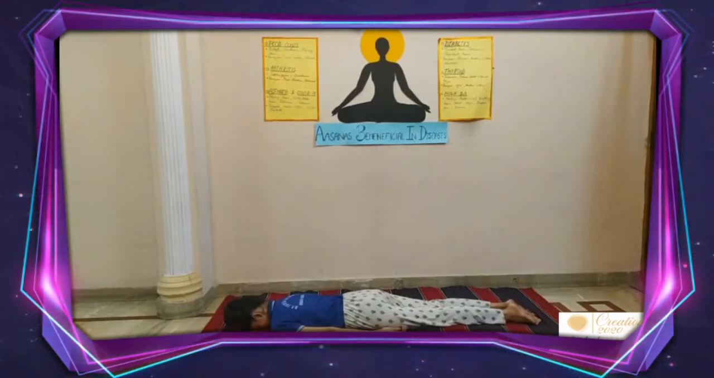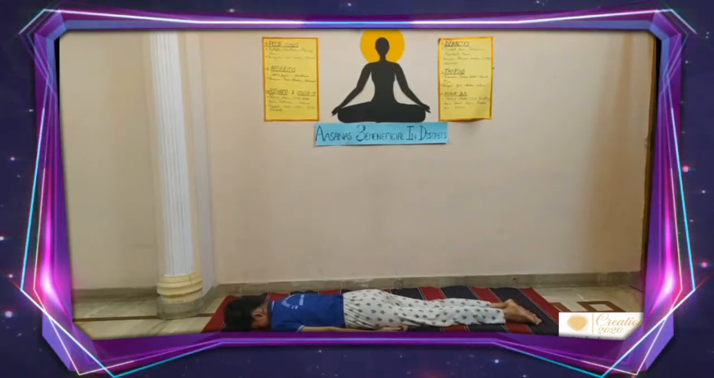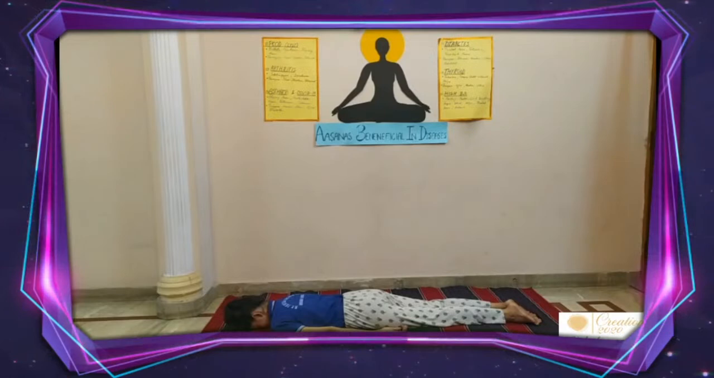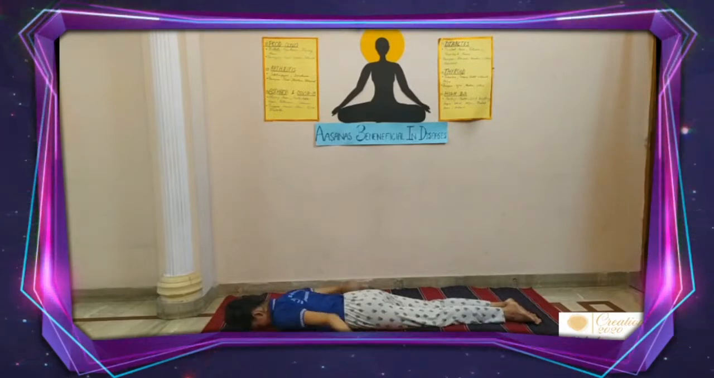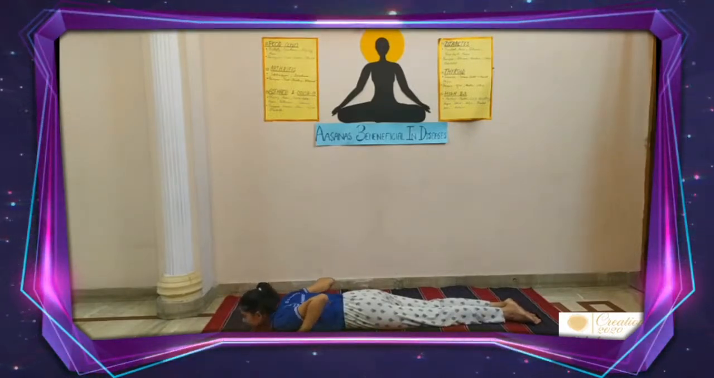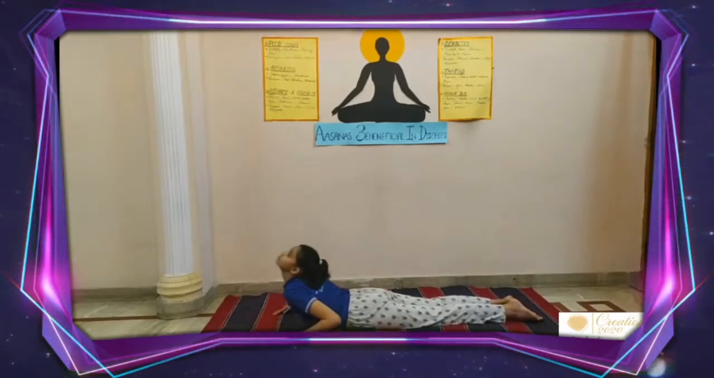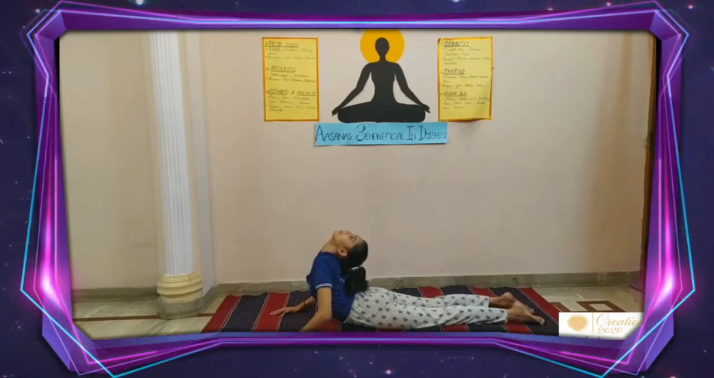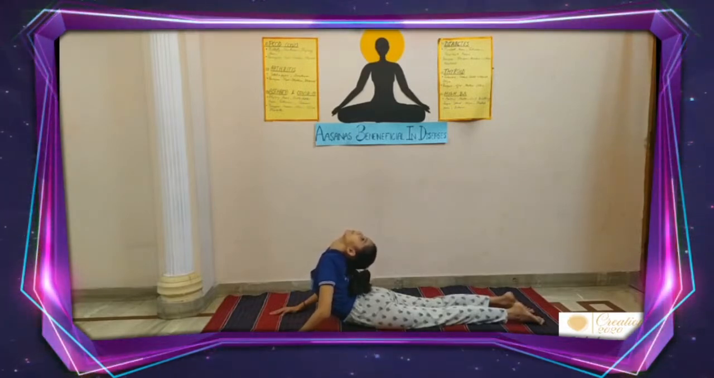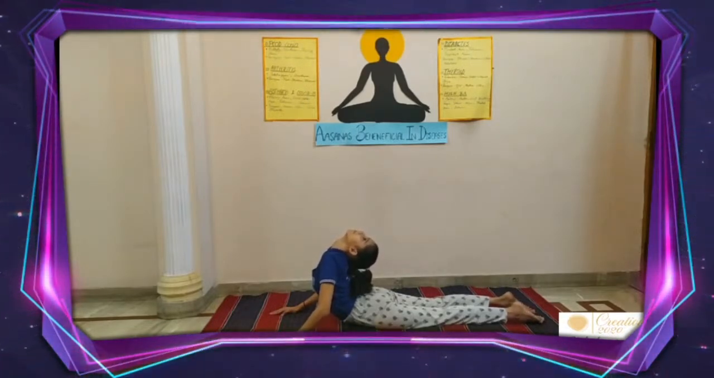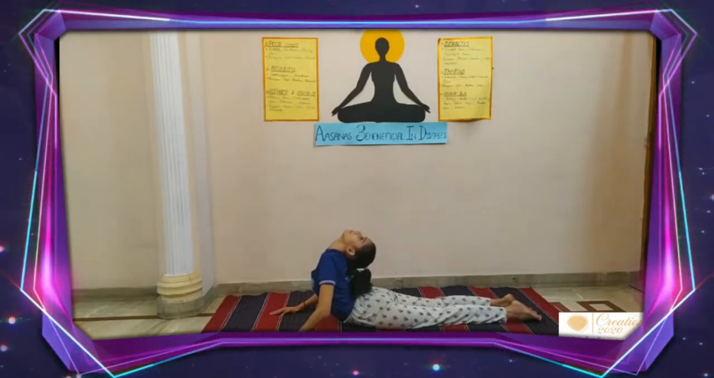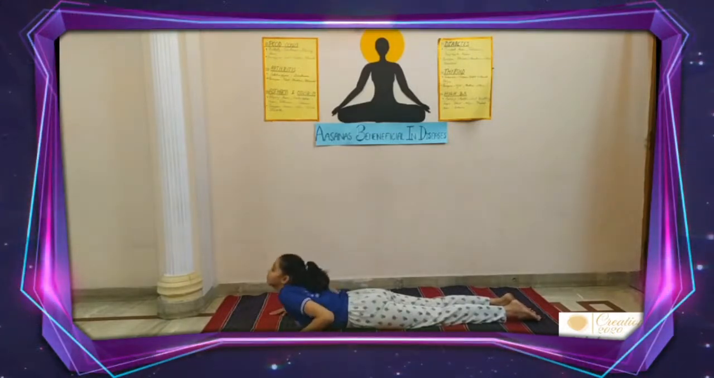Next is Bhujang Asana. For this, lie down in prone position. Put your hands near the shoulders and inhale deeply. Lift up your body till the navel region and hold the position as long as you can. Then come down slowly while exhaling.